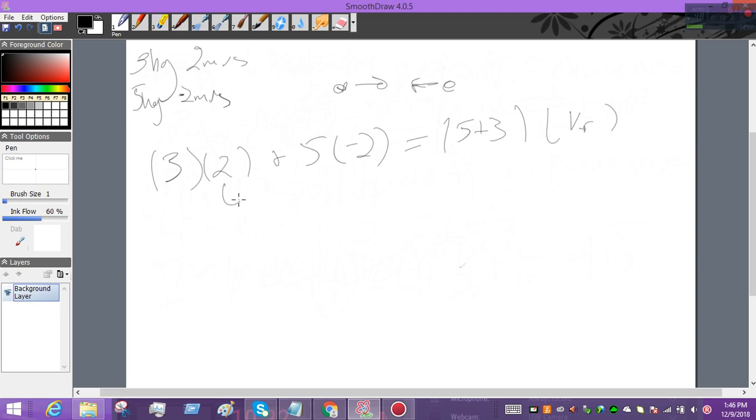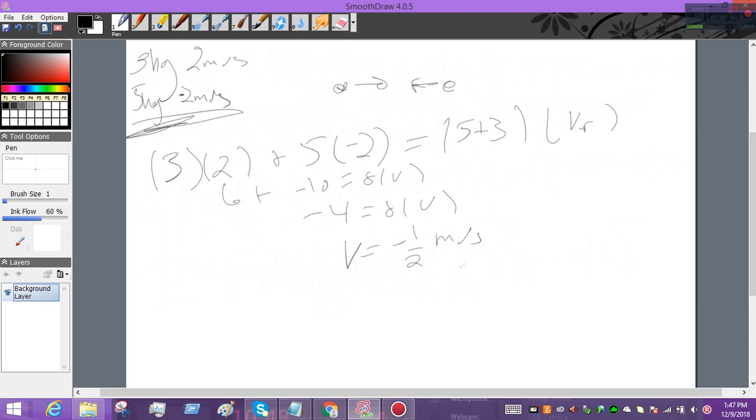So let's solve for this. We got 6 plus negative 10 equals 8 times V. Okay, so 6 plus negative 10 is negative 4 equals 8 times V. So we then know that V equals negative 1/2 meters per second. And the negative simply tells us that it's moving in the direction that the 5 kilogram object was moving in before. And the answer in this case is positive 5 meters per second.